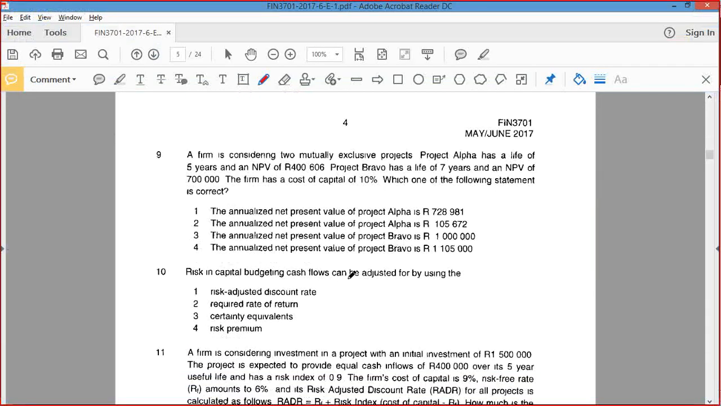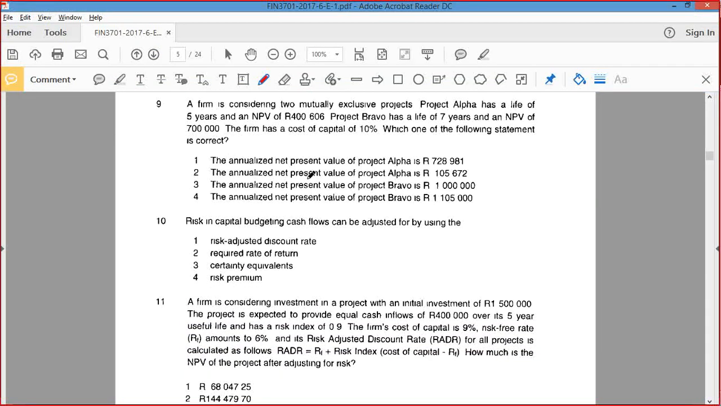Let's look at 9. A firm is considering 2 mutually exclusive projects. Just to revise theory, mutually exclusive means I can only accept one of the two. Project A has a life of 5 years and an NPV of that. Project B has a life of 7 years and an NPV of that. The firm has a cost of capital of 10%. They want you to calculate the annualized NPV.